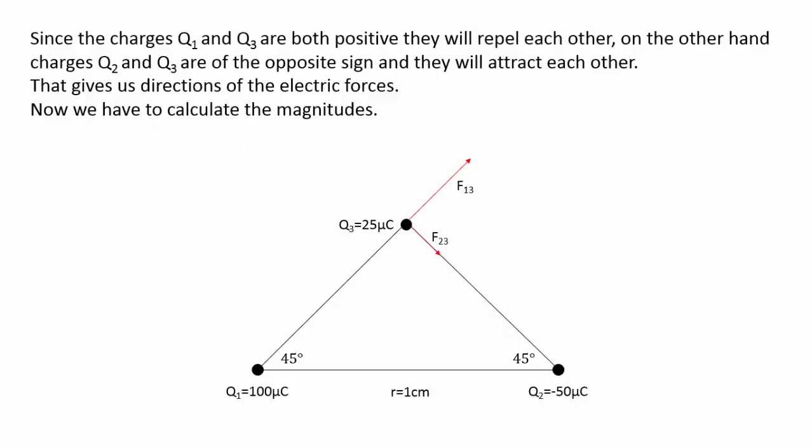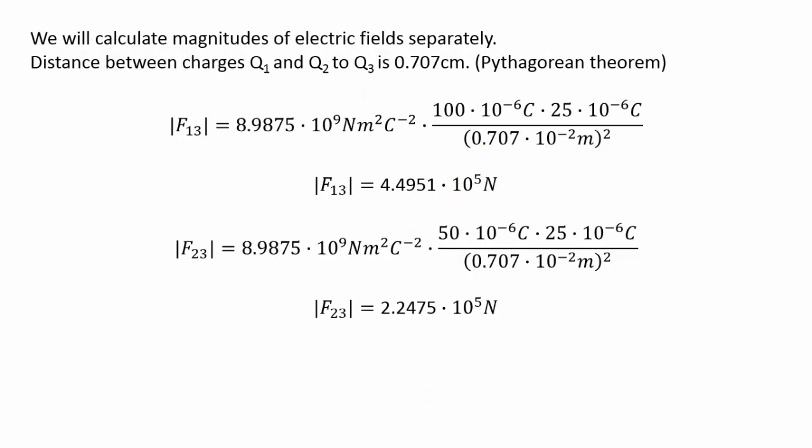Since the charges Q1 and Q3 are both positive, they will repel each other. On the other hand, charges Q2 and Q3 are of the opposite sign and they will attract each other. That gives us the directions of the electric forces. Now we have to calculate the magnitudes. We will calculate magnitudes of electric force separately. Distance between charges Q1 and Q2 to Q3 is 0.707 centimeters, which we got by using the Pythagorean theorem.